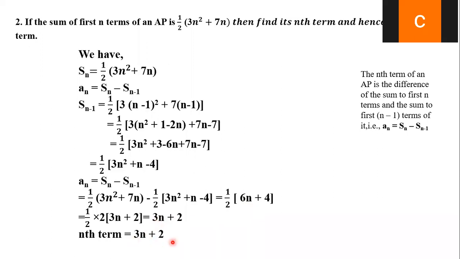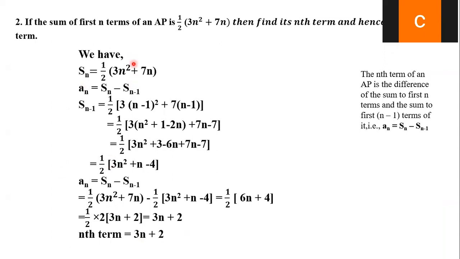Even here they are asking 2 questions. The sum of first n terms of an AP, find its nth term. This is the nth term answer we have got. And write its 20th term. Apply n value 20. What is the answer you're going to get now? If n value is 20, 3 times 20 is 60. 60 plus 2, 62. Anyone have doubt in this sum, children?